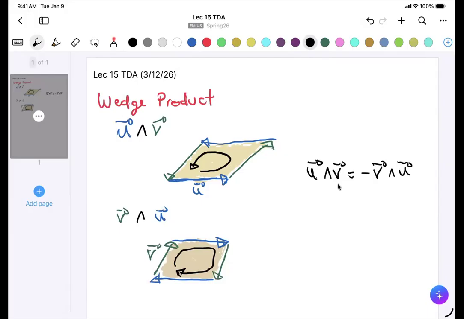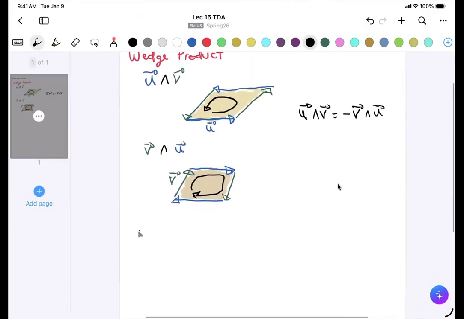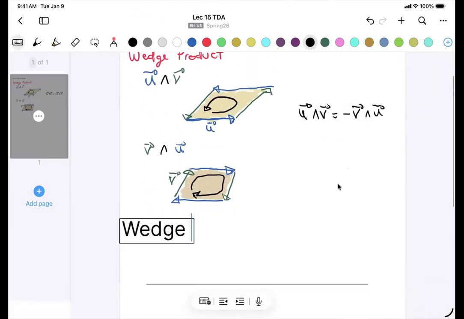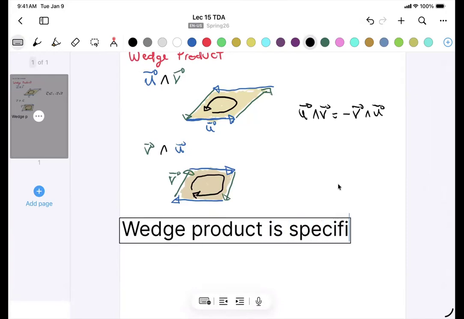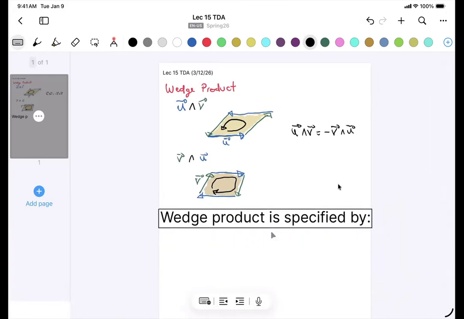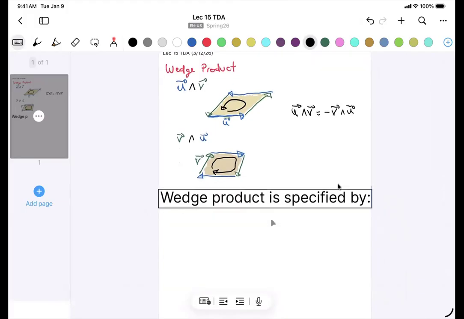So in a sense, actually, in fact, this is the beauty of it. The beauty is that the wedge product is completely specified by a few properties. So the wedge product is specified by the following. What's so nice is that you just have to remember very few things. This property that U wedge V is minus V wedge U.